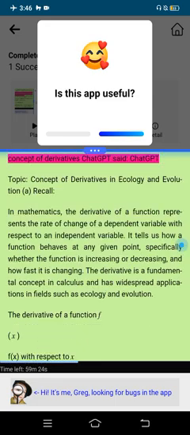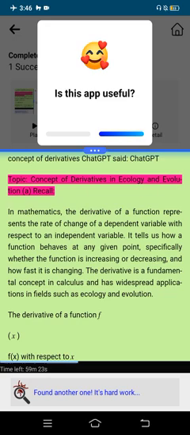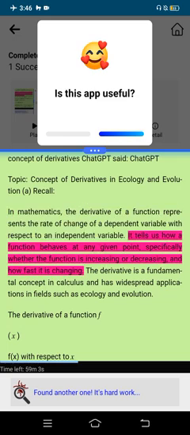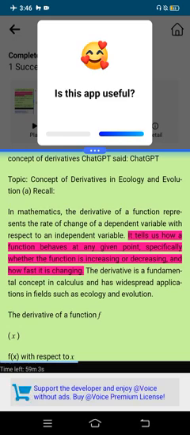Topic: Concept of derivatives in ecology and evolution. Recall: in mathematics, the derivative of a function represents the rate of change of a dependent variable with respect to an independent variable. It tells us how a function behaves at any given point, specifically whether the function is increasing or decreasing, and how fast it is changing.